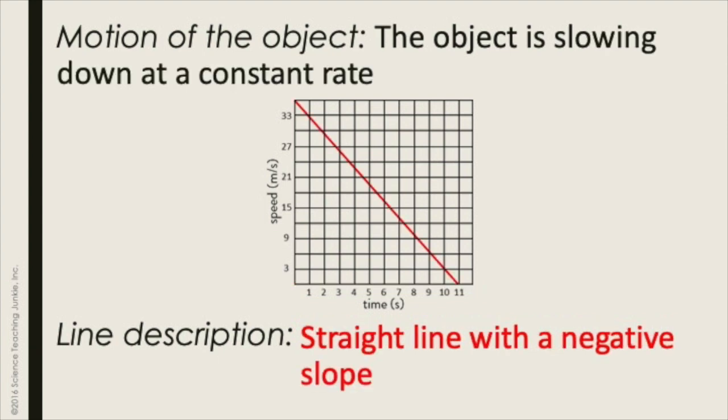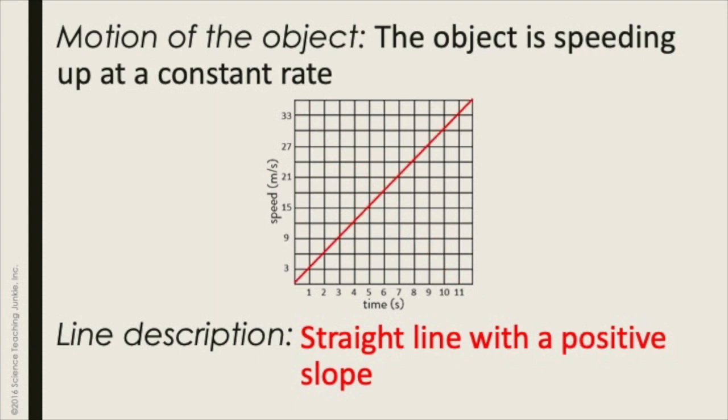Here we have an object that is slowing down at a constant rate. So we're going to have a straight line with a negative slope. Because if we look at this, you can see that the speed, for each second, the speed is getting lower and lower and lower. So we have a straight line, negative slope. On our next one, we have an object that is speeding up at a constant rate. So every second, the speed is higher and higher at a constant rate.